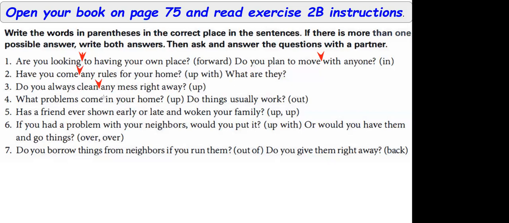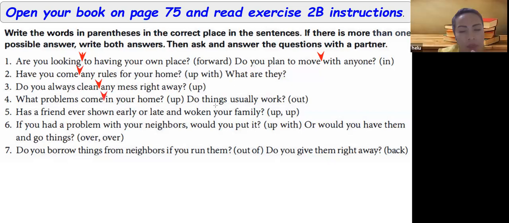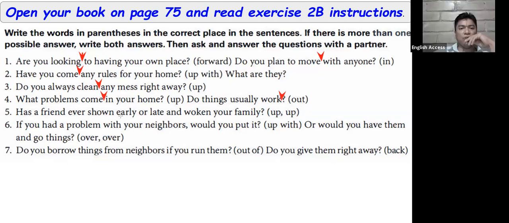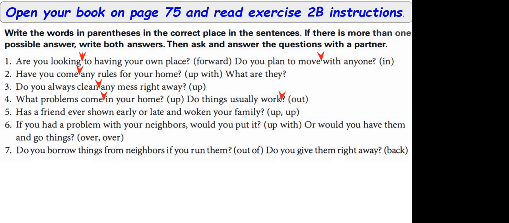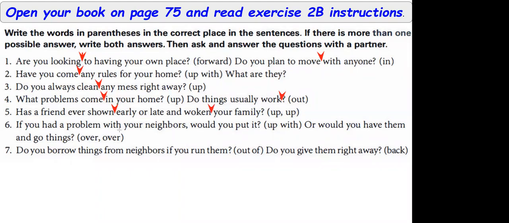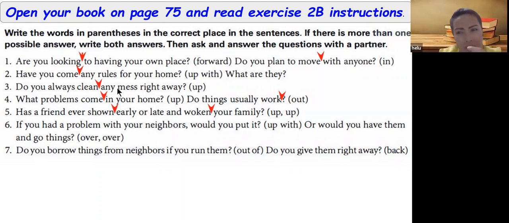Come up. Do things usually work out? Work out. Things usually work out. Number 5, has a friend ever shown up early or late and woken your family up? Shown up, woken up. Okay. It's possible to separate it: woken your family up. Yes, it's also okay.